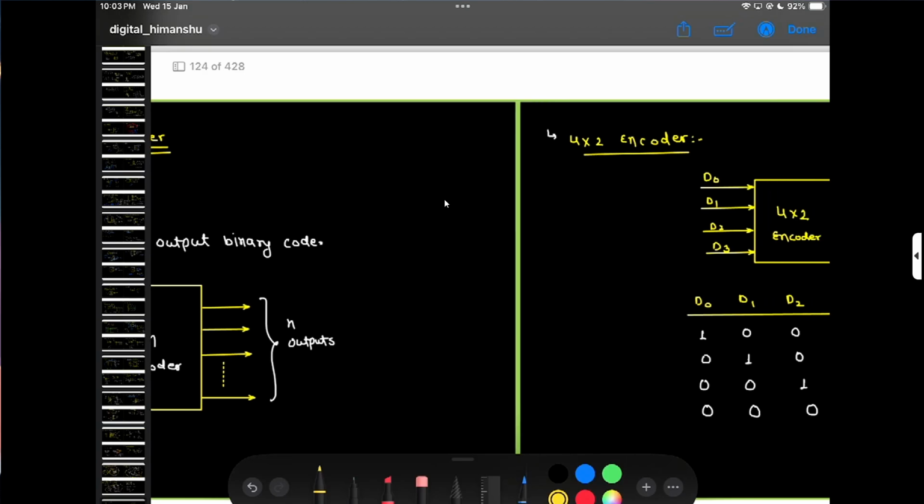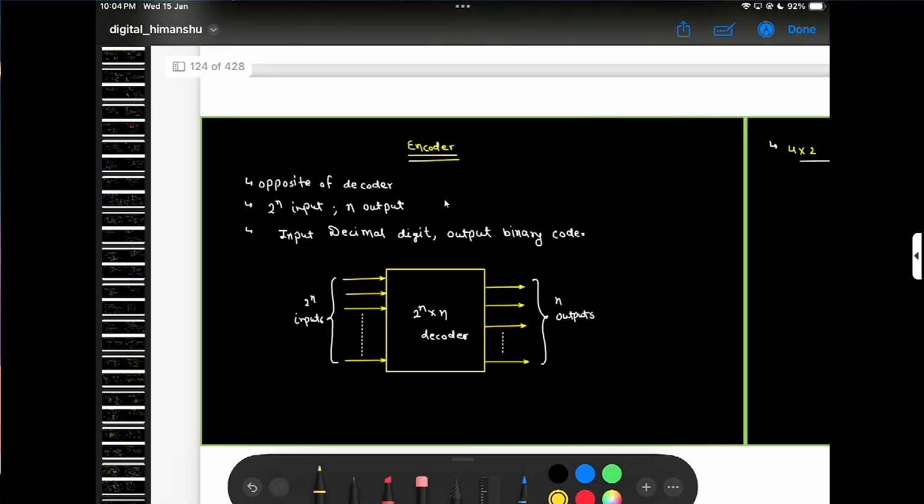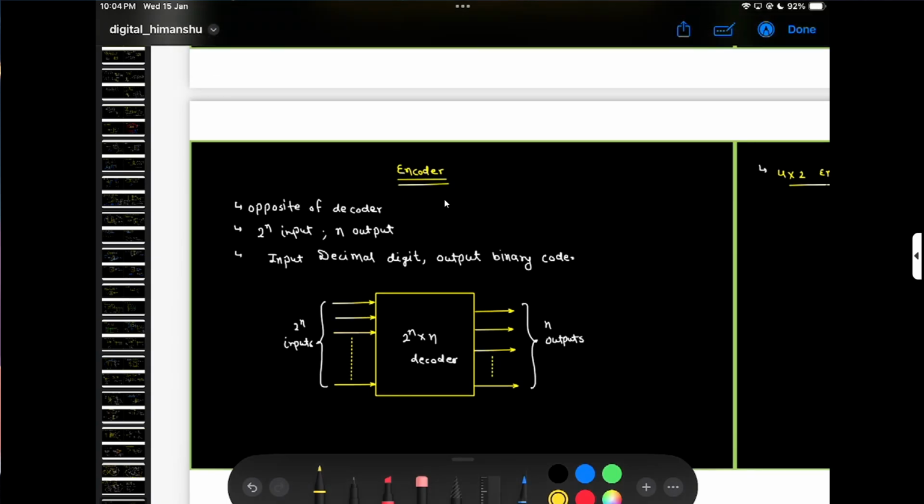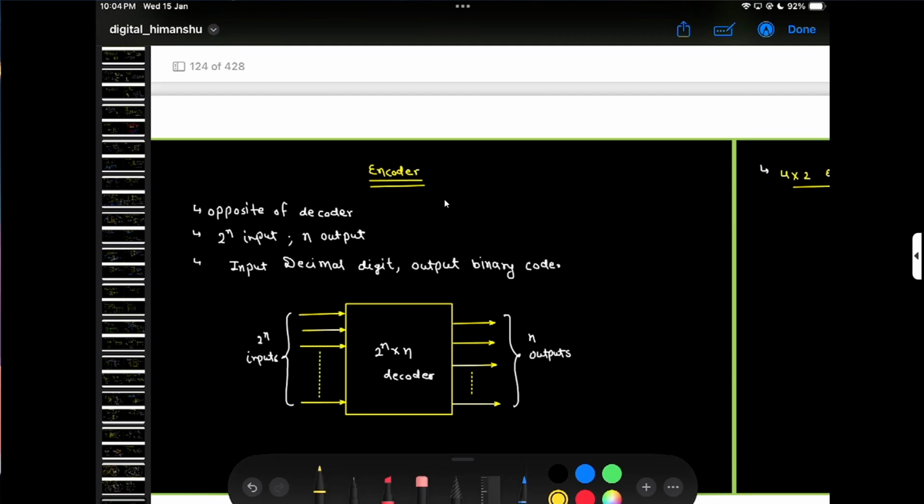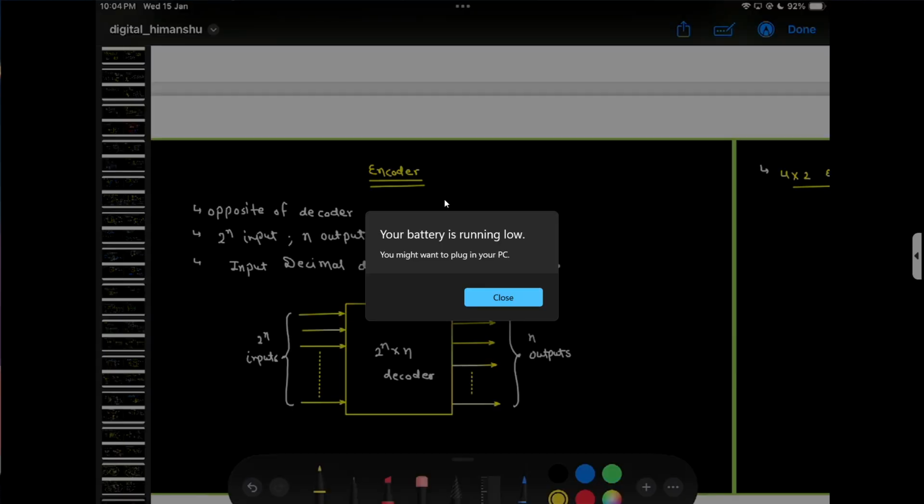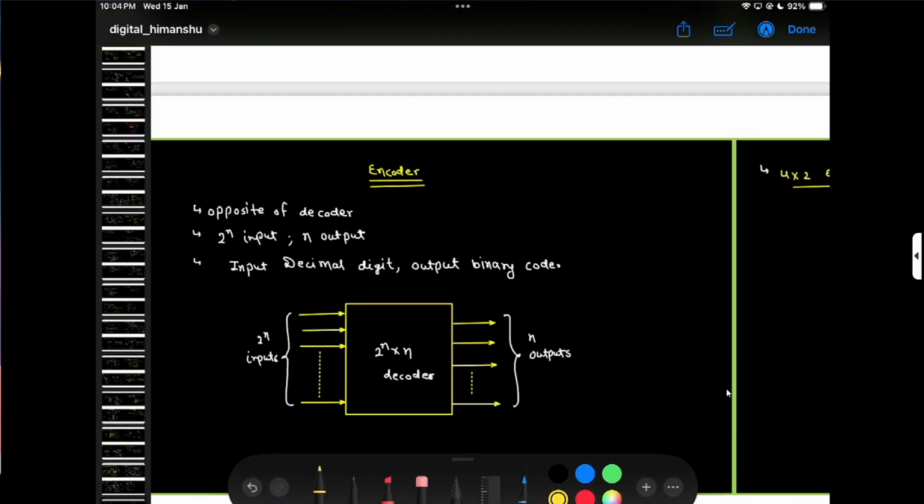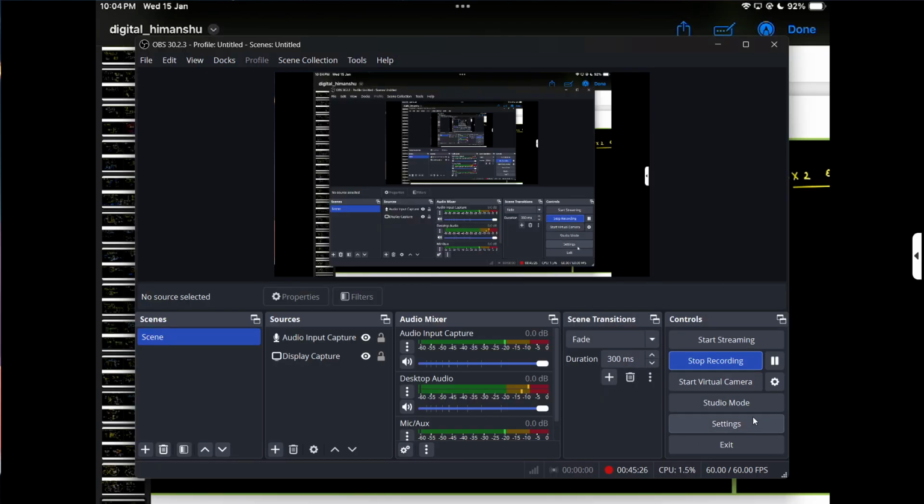Now it's the encoder. In the next lecture, I will upload the encoder video. It's basically nothing but the opposite of a decoder, with 2 to the power n inputs and n outputs. So in the next video, I'll upload it. Now I'm stopping the lecture, and bye, guys.